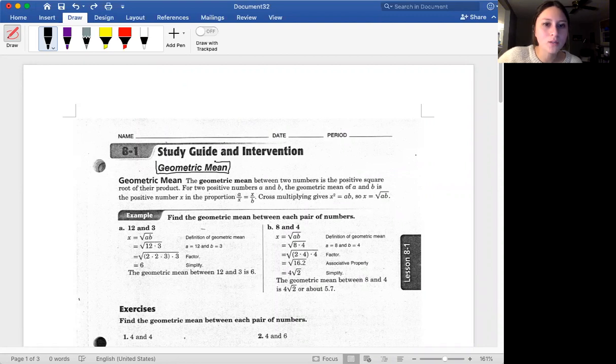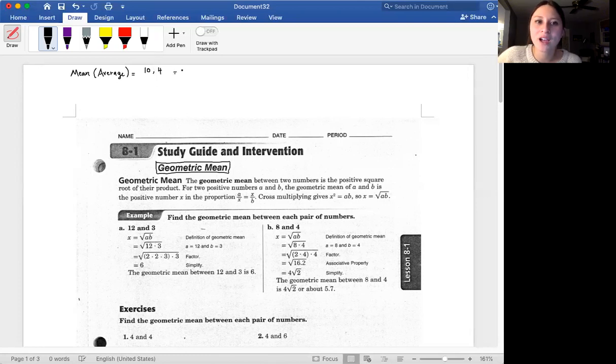So when I say the word mean, hopefully that rings a bell where you're like, oh, I've done something like this before. Think about your mean, median, mode. Can you think of what another word to describe mean would be? Mean is basically an average. So if I were to say, find the average of 10 and 4, what I'm saying there is find the number that falls in between 10 and 4.